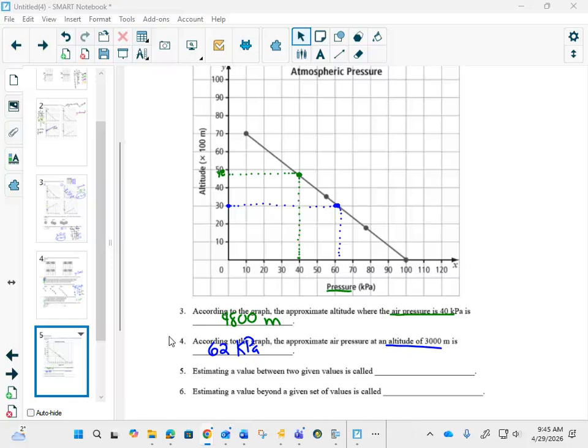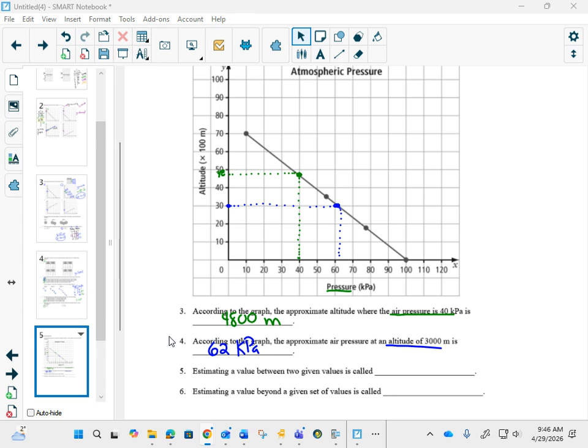So again, to show your work on these questions, the blue dots and the green dots on my graph show my work. But if you just draw a straight line, go straight up, straight over.